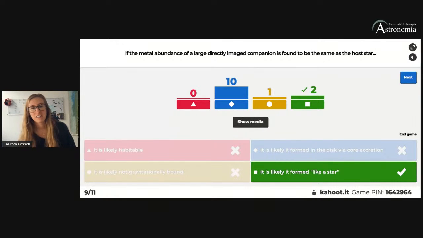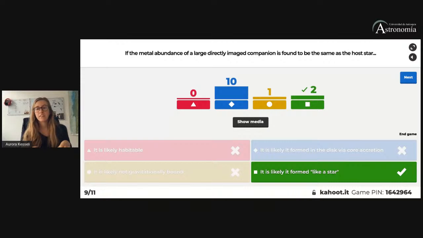Okay, that one was a bit tricky, so I can go over this again later if we need to. So if the metal abundance of the companion is the same as the host star, it probably formed like a binary system. So it formed like a star. So what that means is they both collapsed out of the same gas and dust. So then they should have the same metal content.